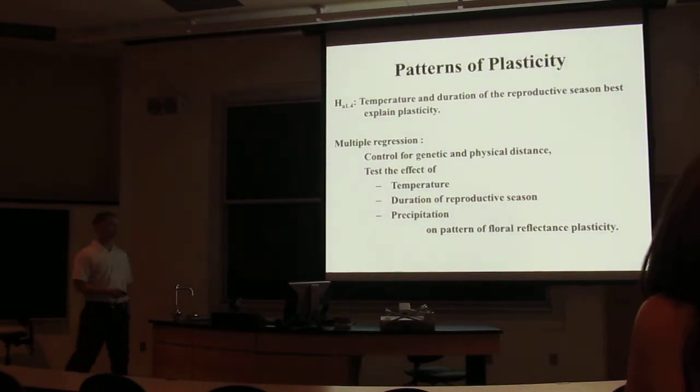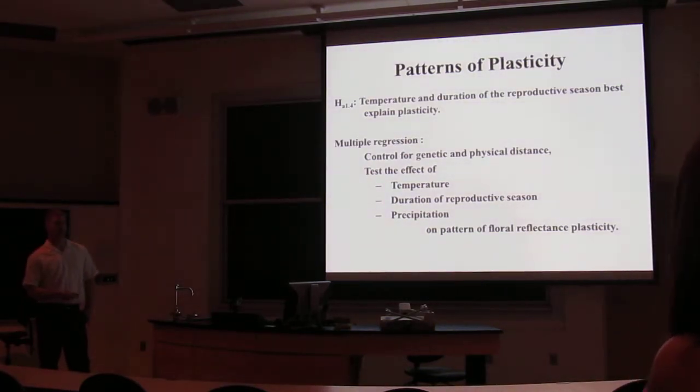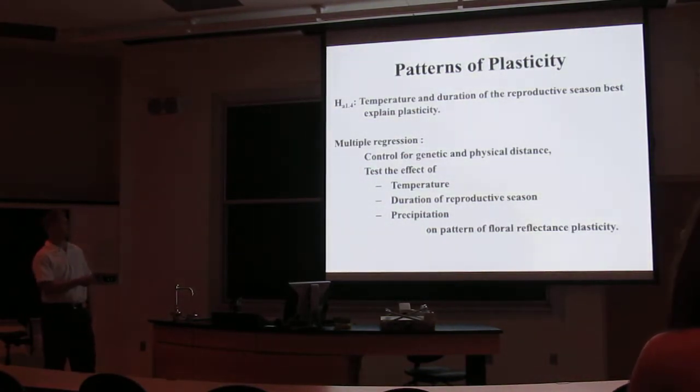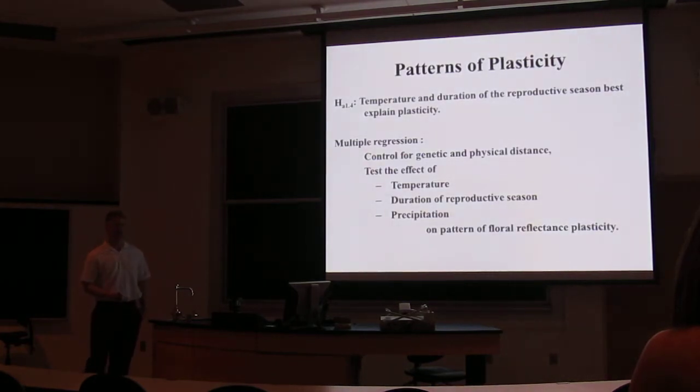My fourth hypothesis is that temperature and duration of the reproductive season best explain plasticity. And to test this hypothesis, I'll use multiple regression, so I can control for genetic and physical distances while I test the effect of temperature, duration of the reproductive season, and precipitation on patterns of floral reflectance plasticity.